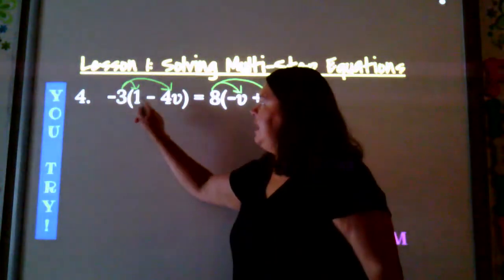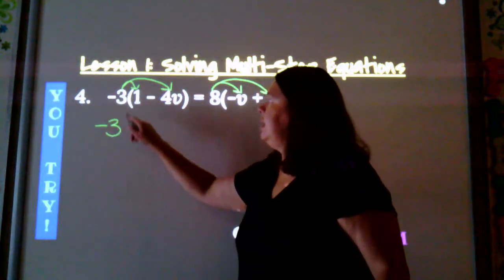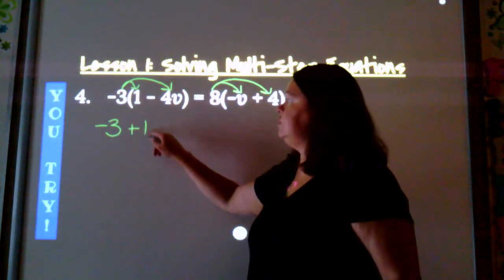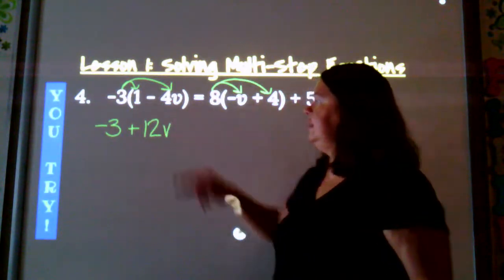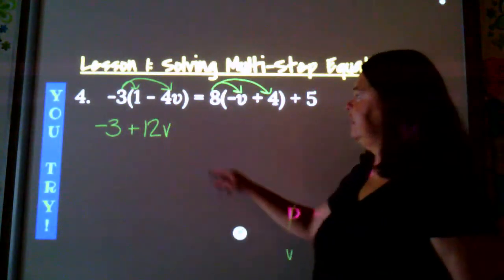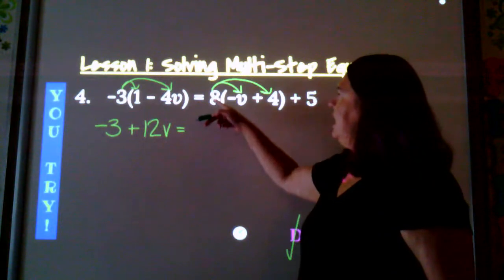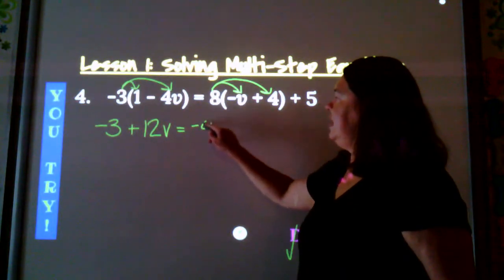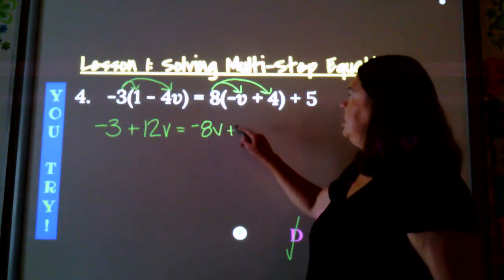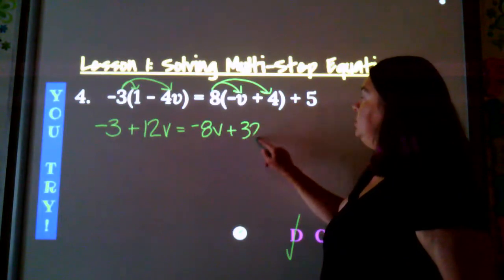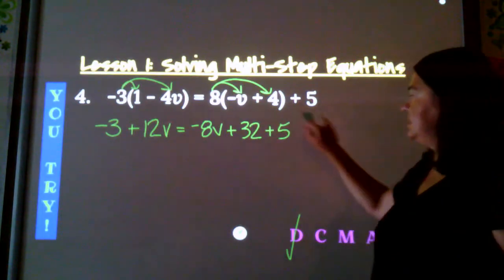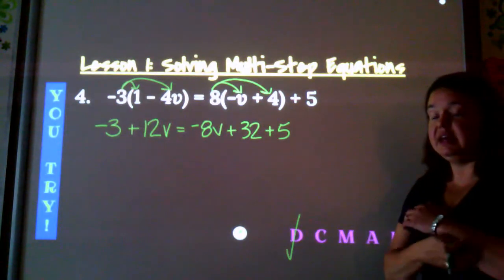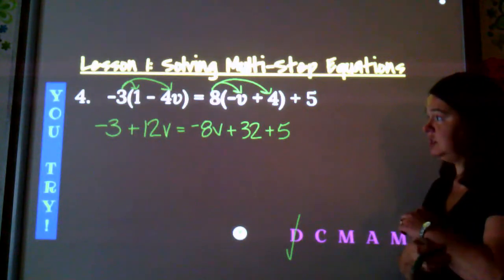I'm going to have -3. A negative times a negative is a positive. 12, I think that's a V. If you wrote U, that's okay. Equals 8 times negative V is negative 8V. Plus 8 times 4 is 32. And then that plus 5 is just kind of tacked on at the end. It is hanging out, just a number.